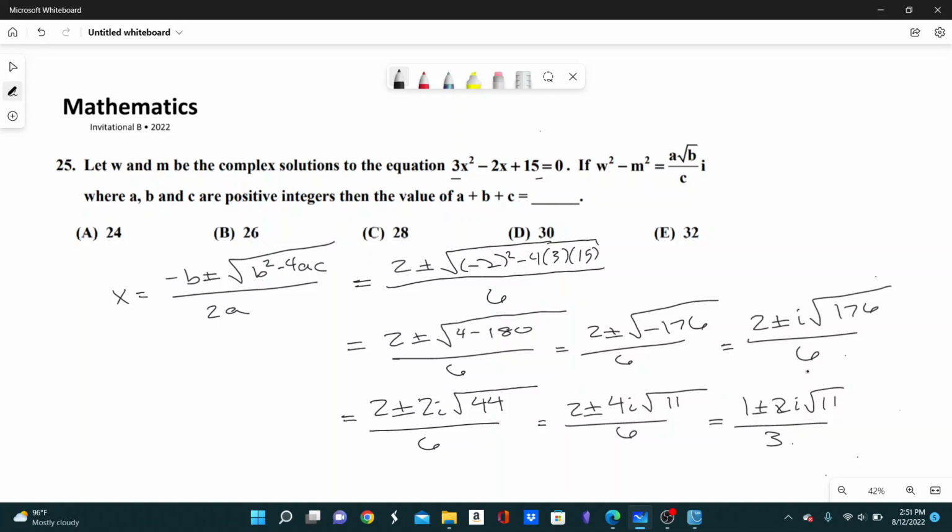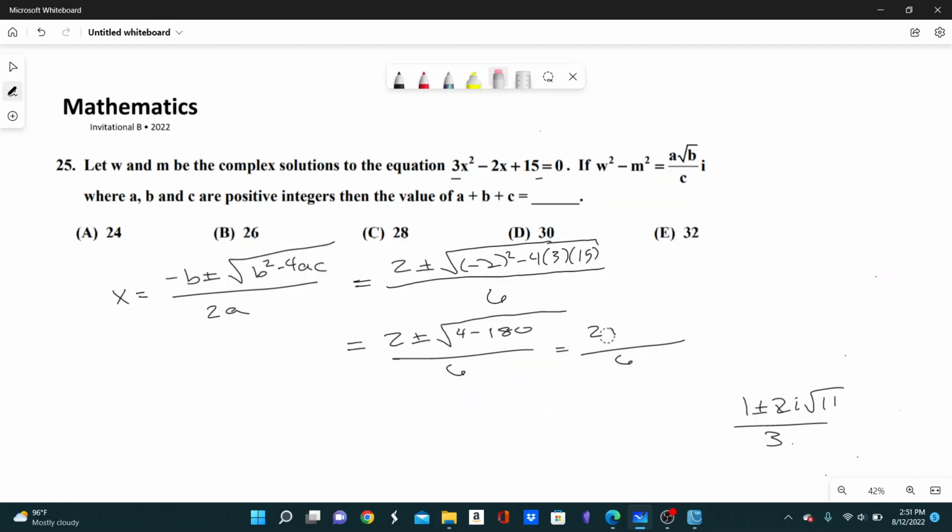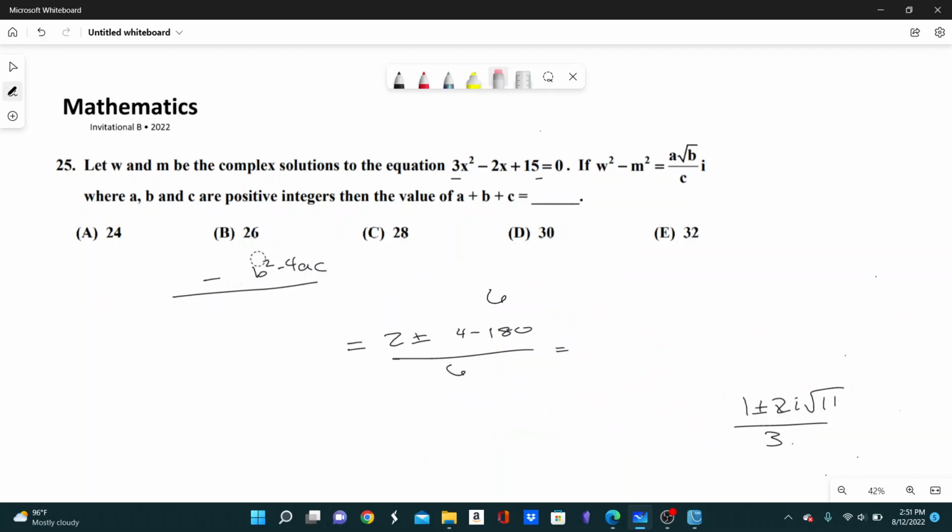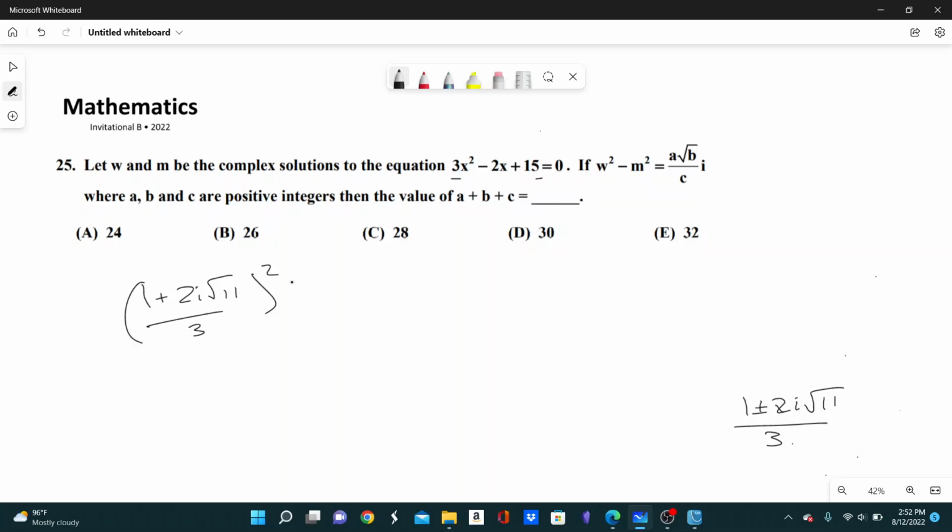And so that's already a little bit of work. So I'm going to erase this, leave the solution, and then we can get on to the squaring and subtracting. Our first solution is 1 plus 2i times the square root of 11 over 3. So if we square this, the denominator is just going to be 3 squared, or 9.